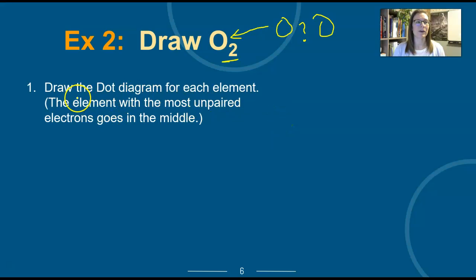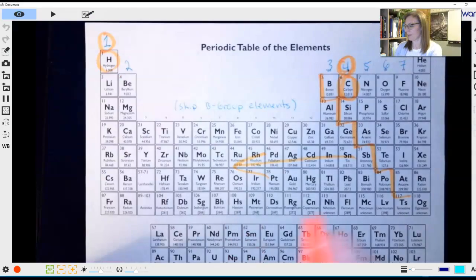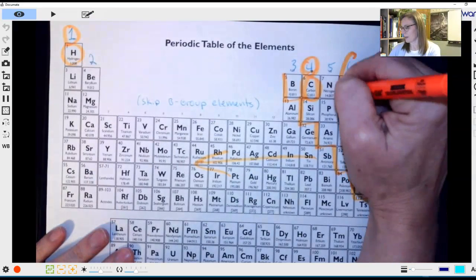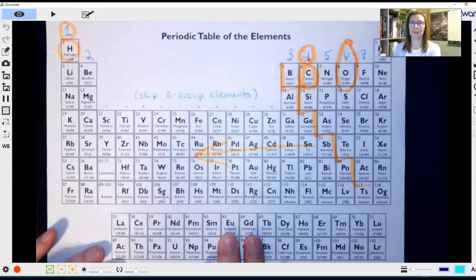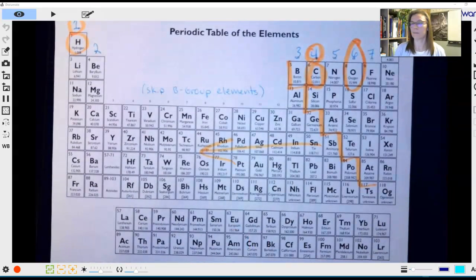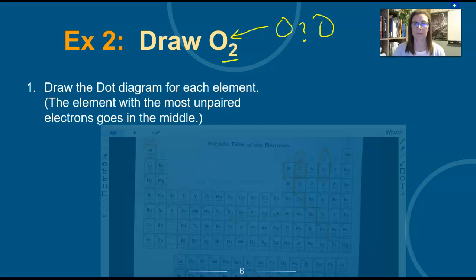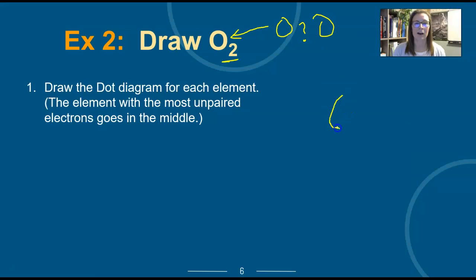All right, so step 1 says draw the dot diagram for each of these elements. Let's find oxygen. Here it is. And oxygen should get 6 dots because it's in 6A. All right, and also notice we're not going to have an element in the middle because we only have 2. That's just fine. All right, so you're only ever going to have something in the middle if you have more than 2.